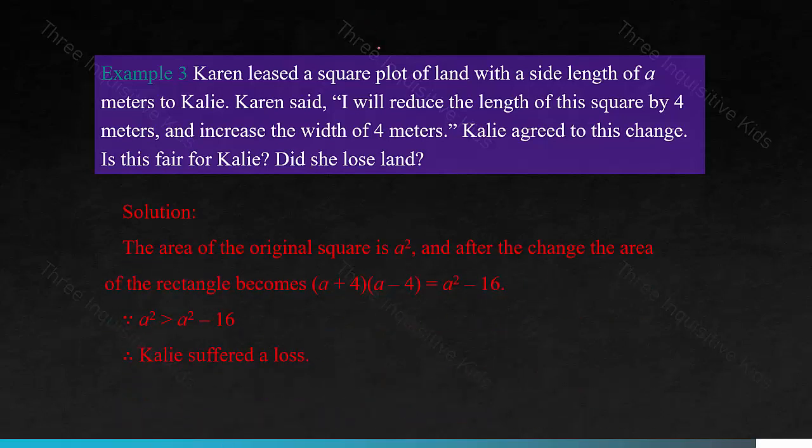So the original square would have an area of a squared. After the change, when you multiply the length and the width together, it's a plus 4 times a minus 4. And when you use the square difference formula to simplify that, you get a squared minus 16. So you can clearly see that this is 16 square meters less than the original area. So Kaylee did suffer a loss.